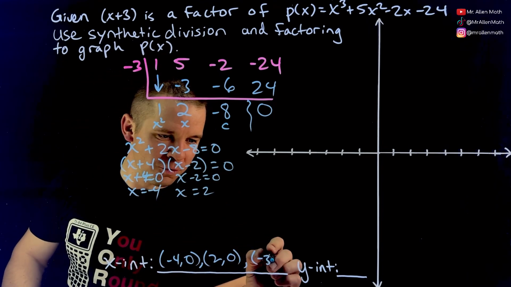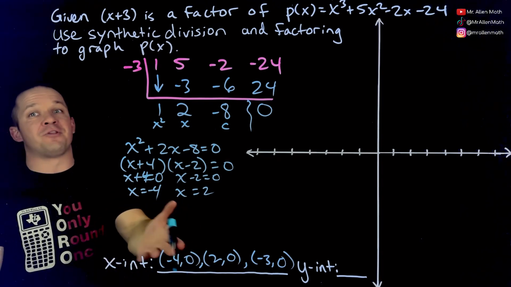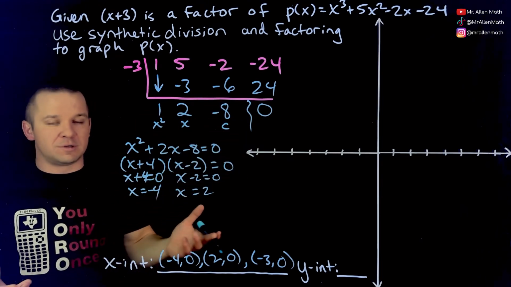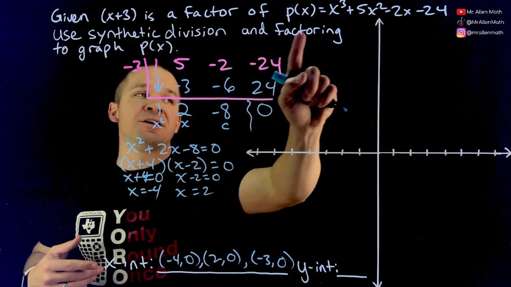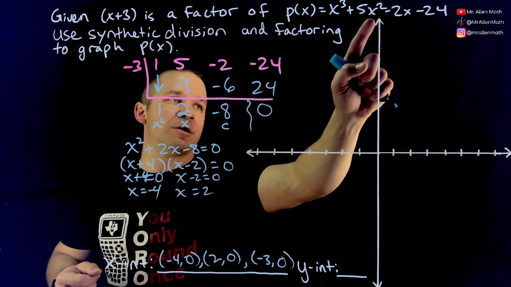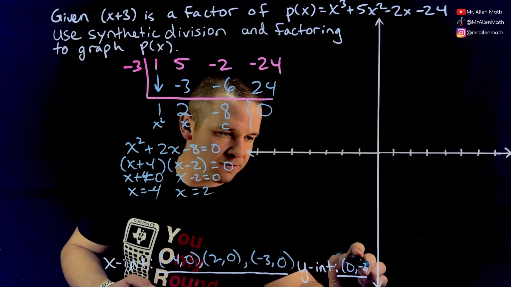Don't forget the one that is given to you. That's how a lot of kids will lose like a half point or something like that, because they forgot to write down the given one. Or they're like, I only have 2. What the heck? Now, what's my y-intercept going to be? Well, it's easy to find from standard form because all zeros go in here. I'm left with -24, so (0, -24).